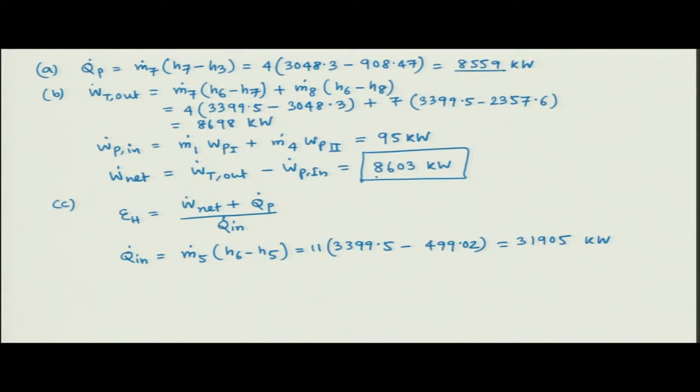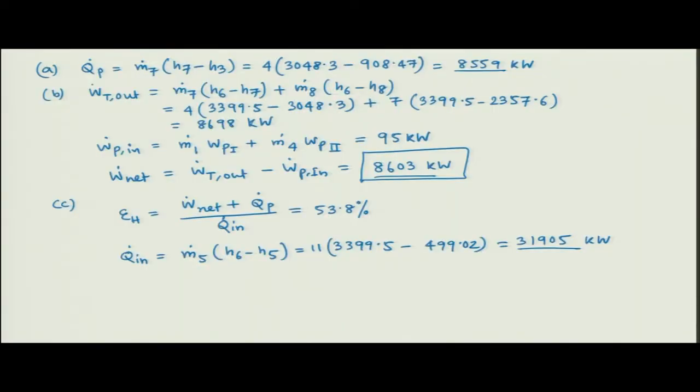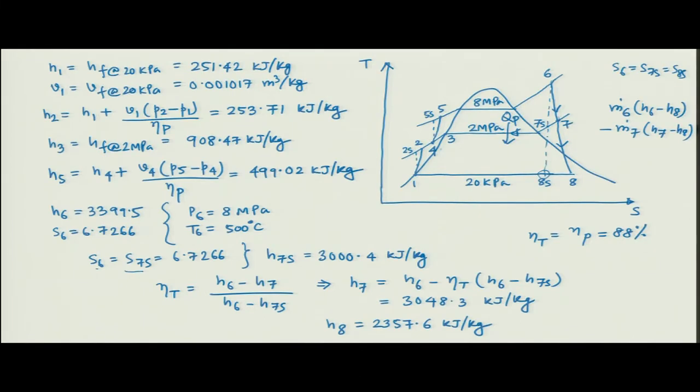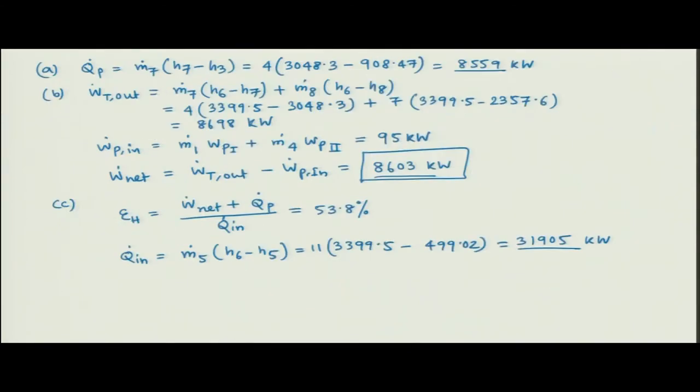Okay. So now you can plug in all the numbers, because you know what is Q dot P, what is W dot net and what is Q dot in, and then the utilization factor you calculate as 53.8%. So in this problem we have looked into a cogeneration plant where you are generating some amount of electricity by expanding the steam in the turbine, and also you are bleeding the steam for process heating. Okay. So we have seen how to calculate the net work output of the system and the utilization factor and also the process heat. For this problem we identified all the states first, and we calculated the enthalpies for all these points, and then we could solve the total process heat and then the net work output, etc.